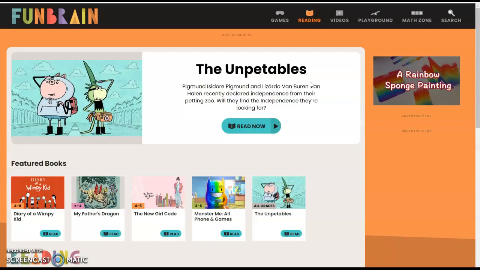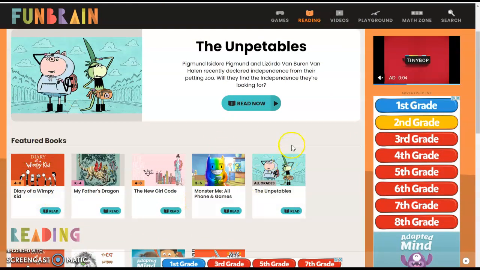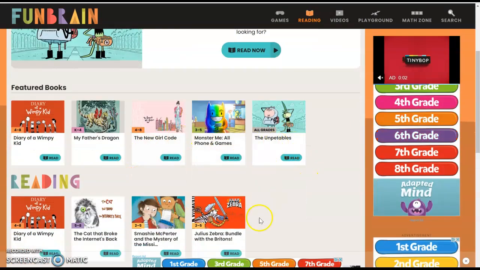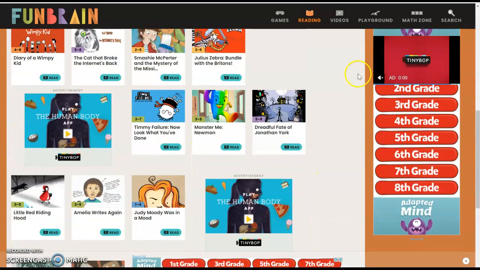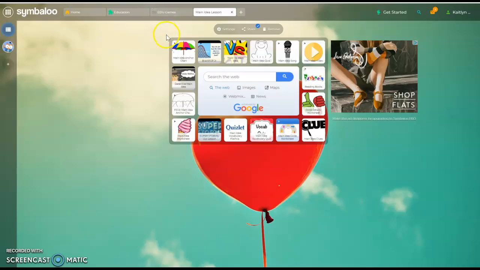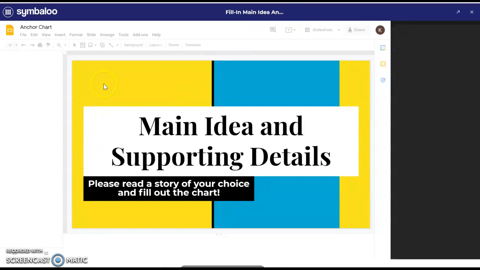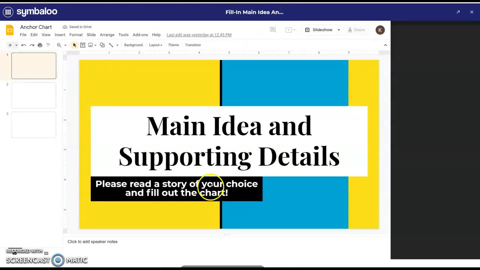Here we have free educational reading books. If I tell you to get on this, you can just read a book of your choosing in our grade level and then tell me what the main idea is and some supporting details about it. Next, we have a fill-in main idea anchor chart. It's just a slideshow. You're going to read a story of your choice and then fill out the chart.